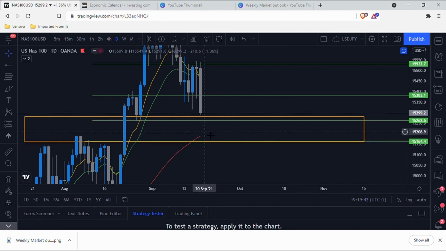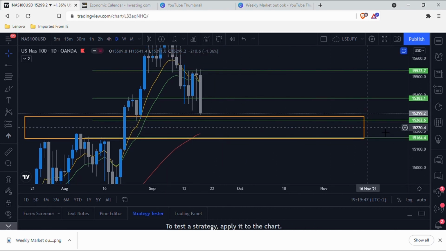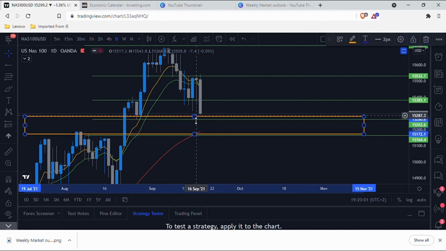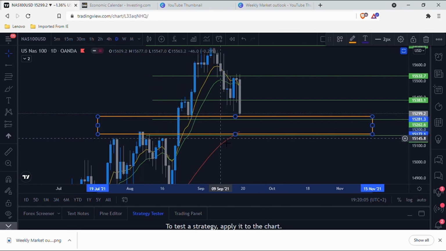So what I would look for is possibly a test of this 50 MA to make sure it wants to go up. That's why I have the rectangle here. I'm looking for a continuation to the upside somewhere within this vicinity. The reason I'm not going to say for sure this one or this one is that the market will do whatever it wants to do.